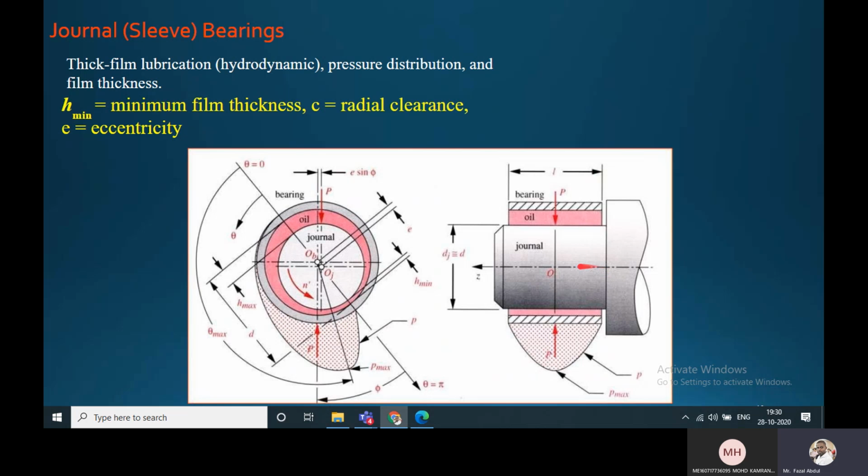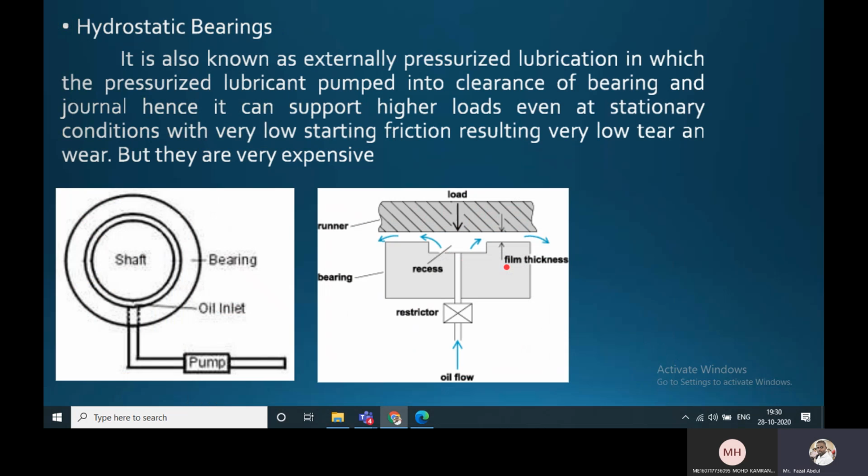Now, hydrostatic lubricated bearing. Hydrostatic lubricated bearing means here also bearing and shaft, two elements, are made separate with the help of fluid film thickness. In hydrodynamic lubricated bearing also, the meeting parts are separated with the help of fluid film. Here also the meeting parts are separated with the help of fluid film. Then what is the difference between these two?